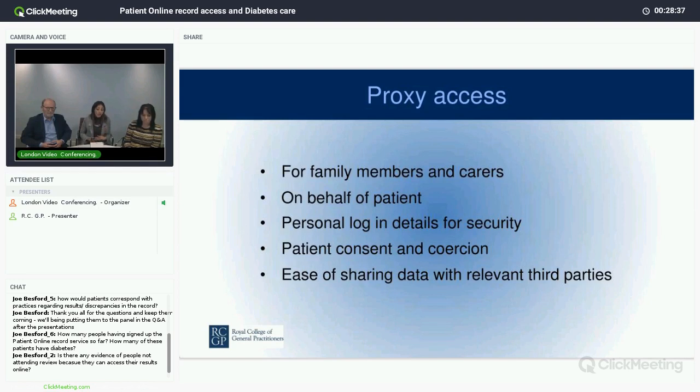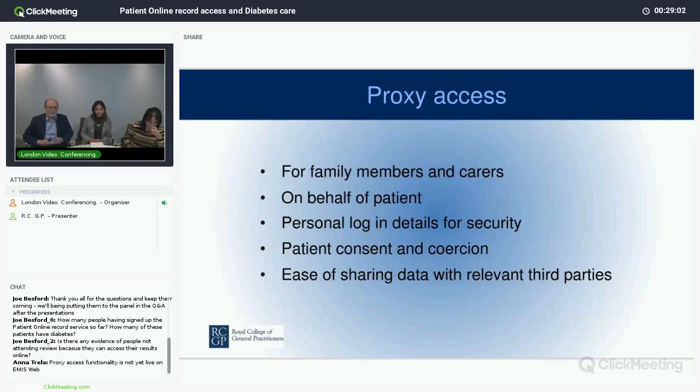Now, we are actually developing guidance online for end-of-life care and for dementia, and there'll be a lot more about proxy access in these toolkits, which will be available soon on the RCGP website. Thank you very much. Thank you, Nissan. That's really, really helpful. I hope it's been useful to people logged into the webinar.